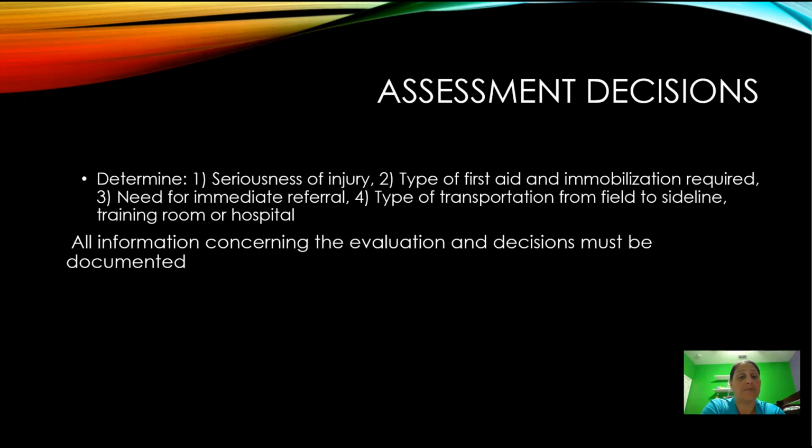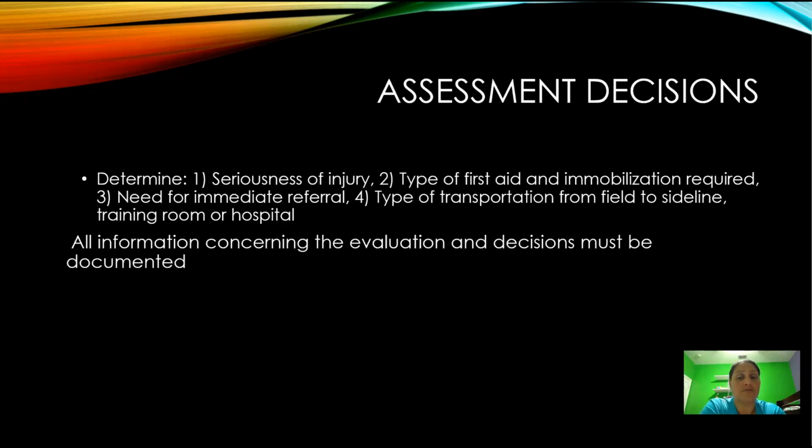And then 4 is type of transportation. I will tell you, we cannot transport any of the patients with our personal car. Usually the type of transportation is stereotypically going to be from the field to either the sideline, and we might do a 2-person assist, 2-person carry, which we'll talk about, or it can be on the gator or a golf cart to either the athletic training room or to a vehicle to get them to the hospital where they need to go.